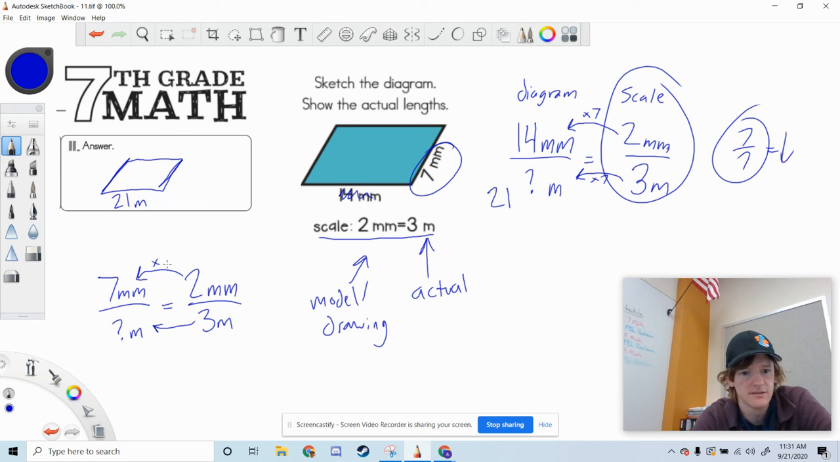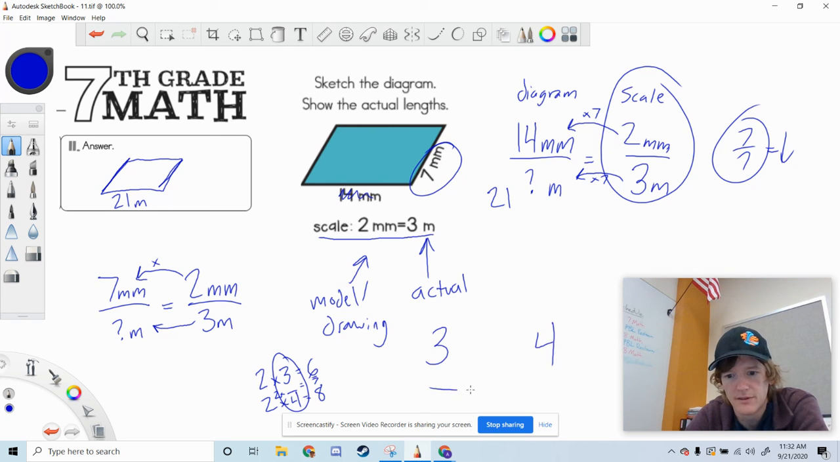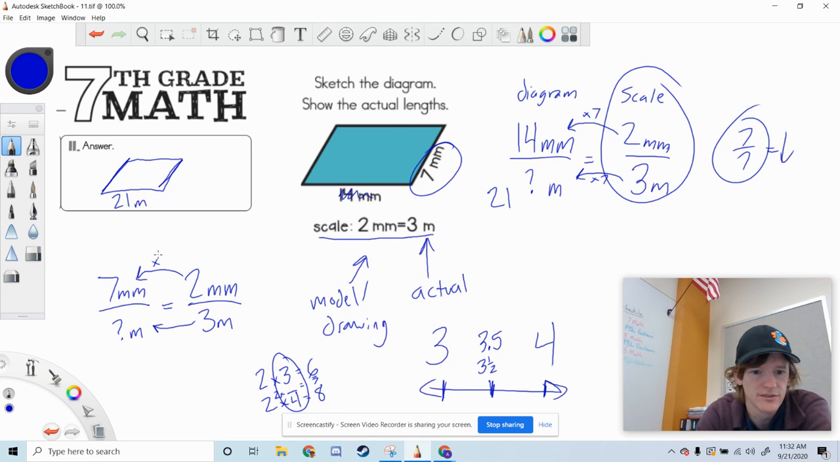2 times 3 is 6, and I know 2 times 4 is 8. So 2 times what equals 7? Well, what's in between 3 and 4? If we're talking on a number line here, there's 3, here's 4. What's here in the middle? Well, that's 3.5. So on this one, we're doing times 3.5. So we need to do times 3.5 on the denominator also.